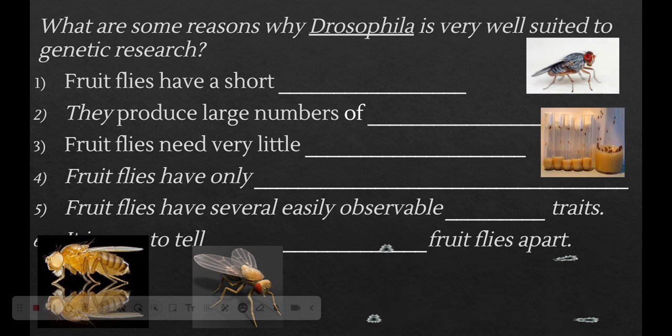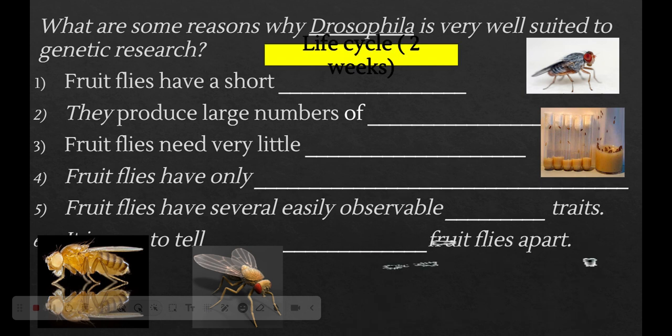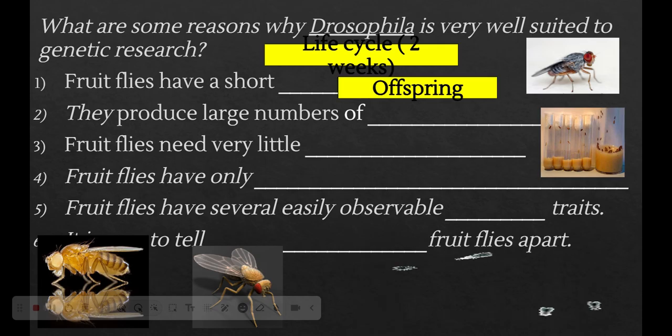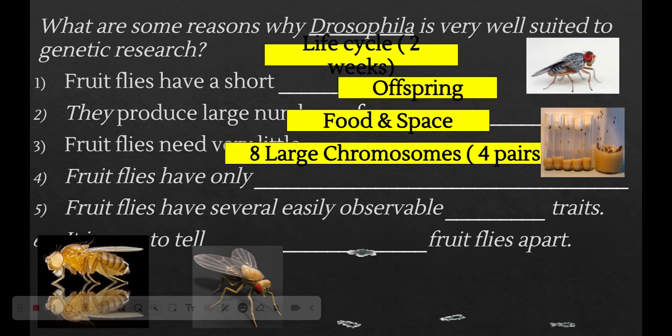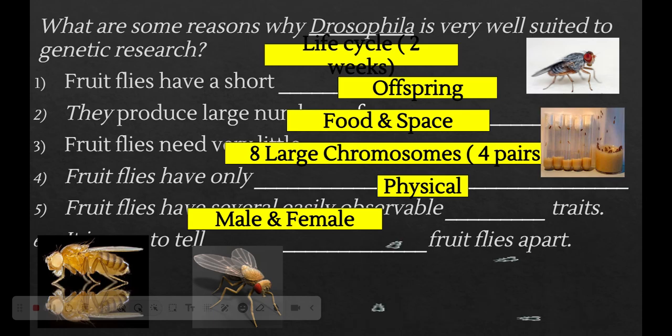What are some reasons why Drosophila is very well suited to genetic research? Fruit flies have a short life cycle, 2 weeks. They produce large numbers of offspring. Fruit flies need very little food and space. Fruit flies have only 8 large chromosomes, or 4 pairs. Fruit flies have several easily observable physical traits, and you can really tell the difference between male and female fruit flies.